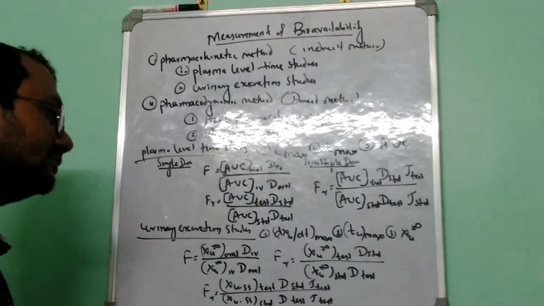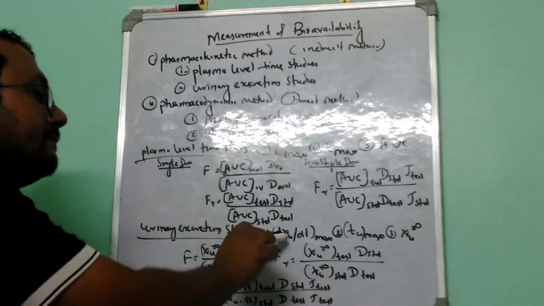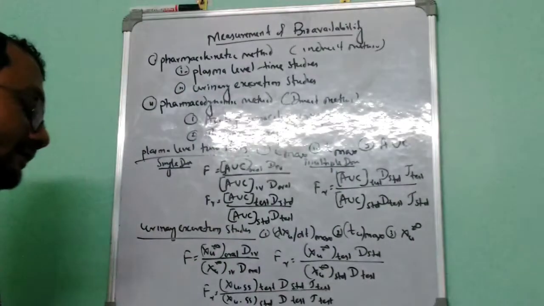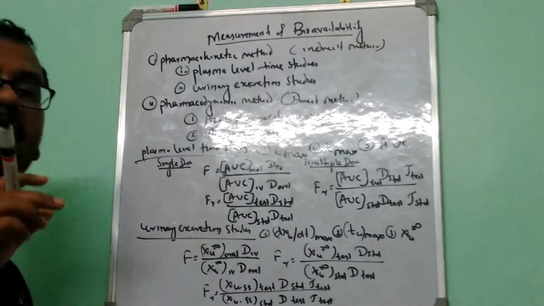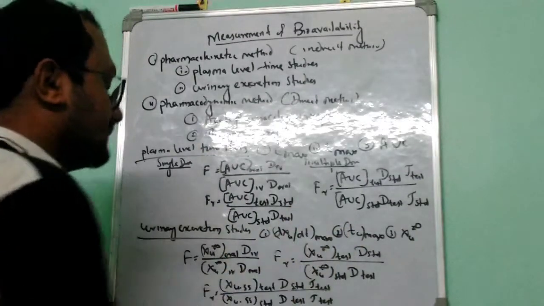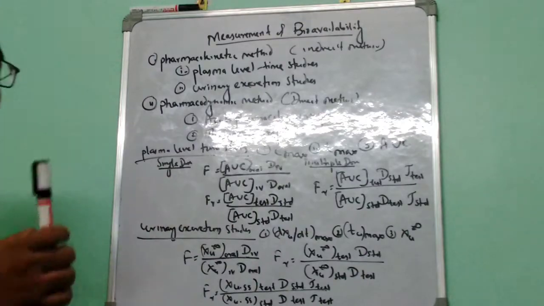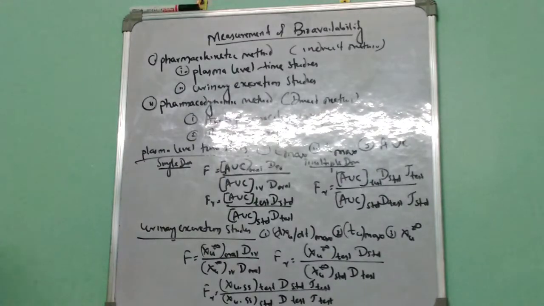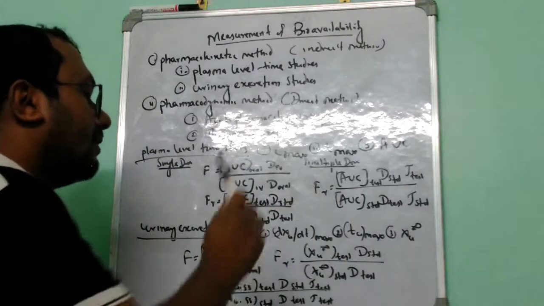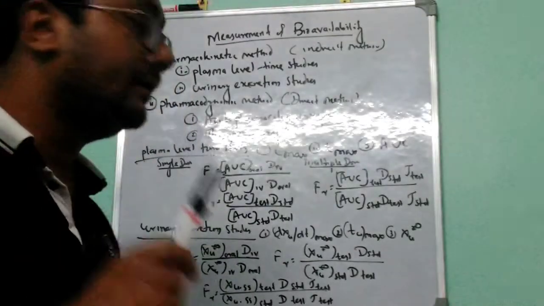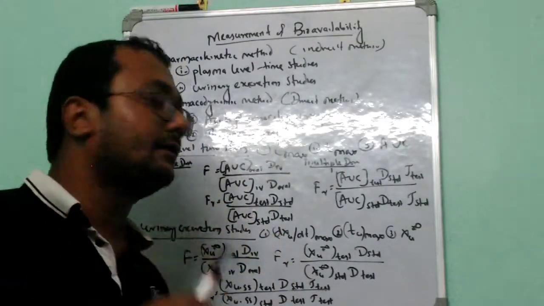Urinary excretion studies also, we have to find out three parameters: dXu/dt max, tu max, and Xu infinity. dXu/dt max means maximum urinary excretion rate. Tu max means the time of maximum excretion rate, and Xu infinity, which correlates with the area under curve, is the cumulative amount of drug excreted in the urine. That is also related to area under curve.